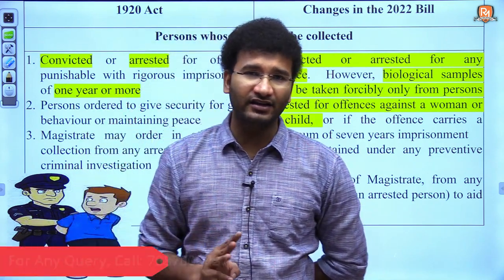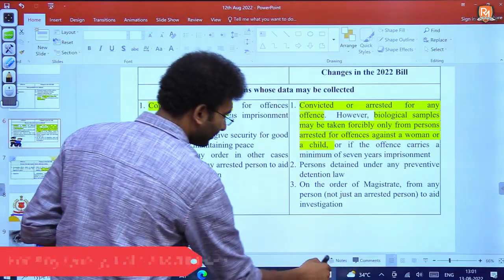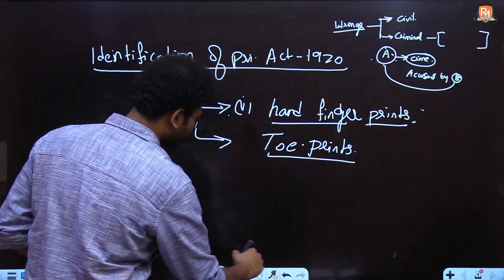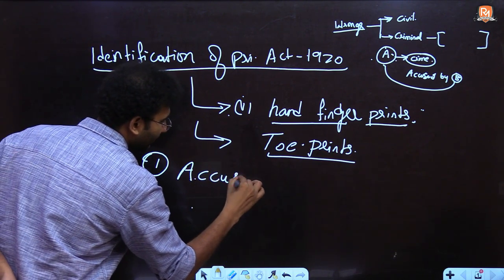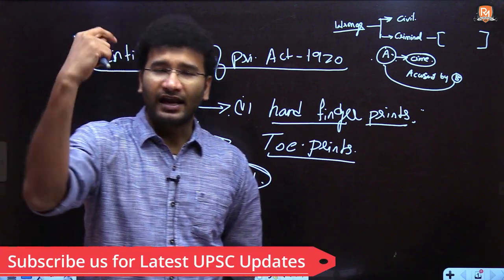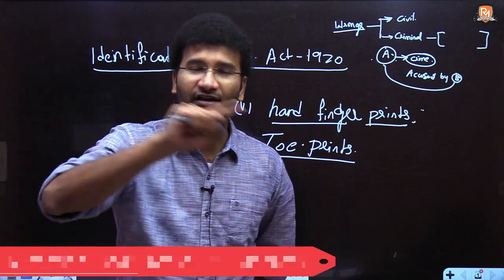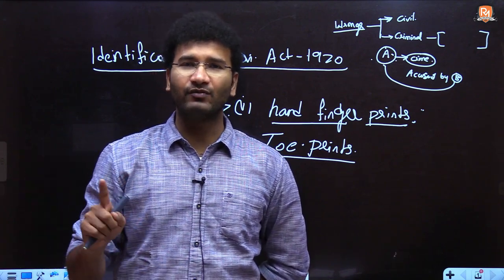Now we have to understand the difference between three different terms. See, a person is generally considered to be accused, number one. Accused is nothing but when you allege that this person has done a crime. Under those conditions, you call that person accused, A1, A2.